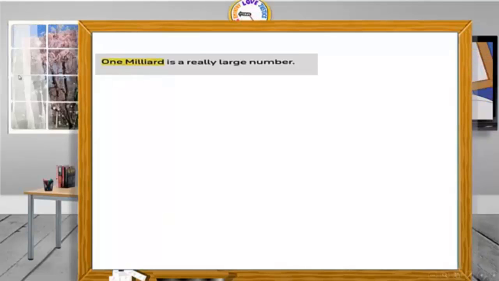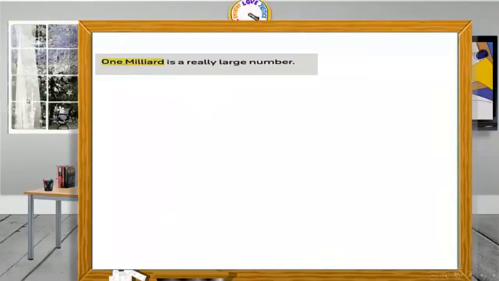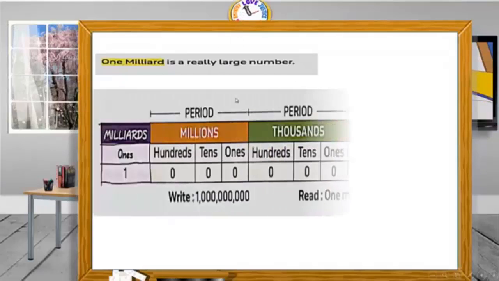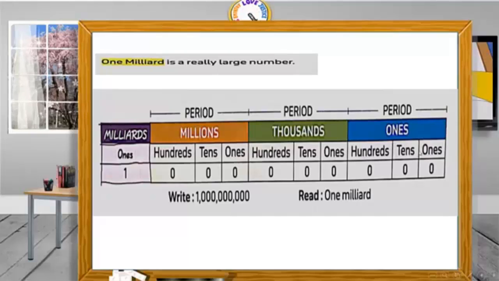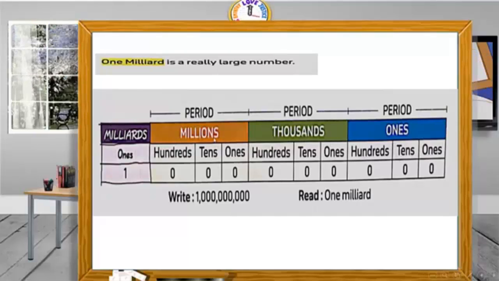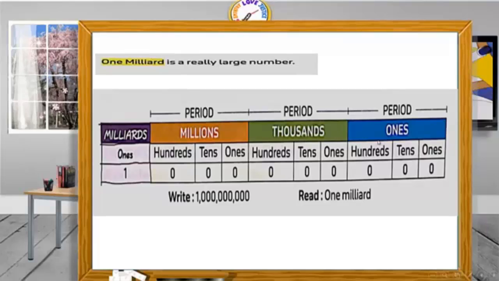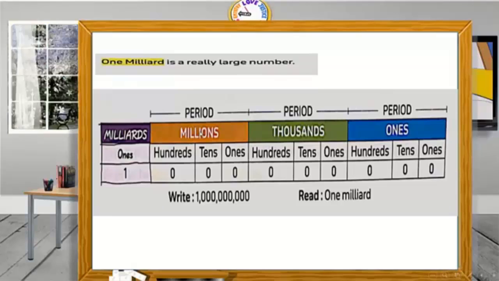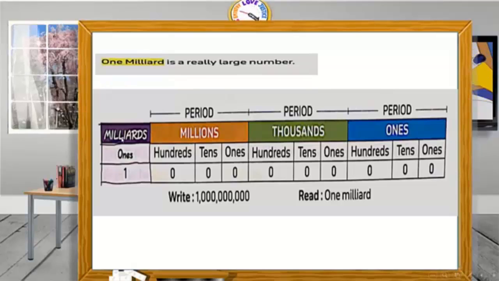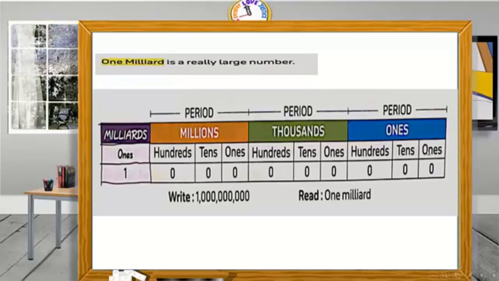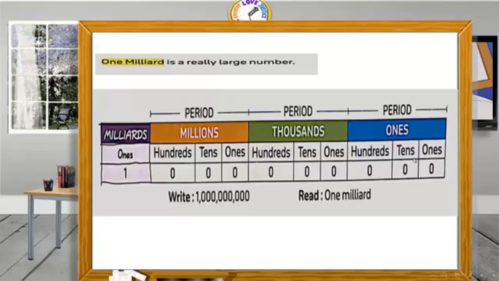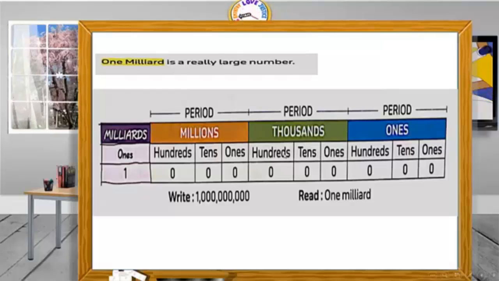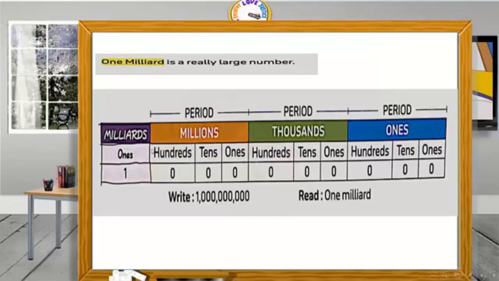1 milliard is more than 1 million. Okay, it is really a large number. I have here how many periods? 1, 2, 3, 4. We have 4 periods. The names are ones, thousands, millions, milliards or billions. Okay, and each period consists of 3 places: ones, tens, hundreds, and so on.